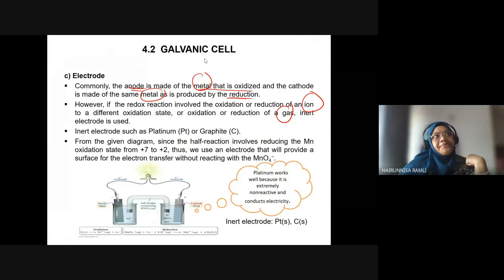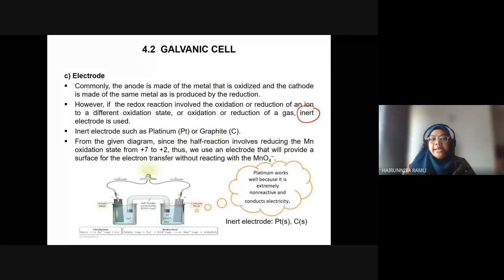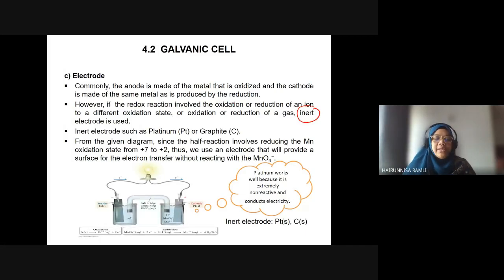For example, say I use a gas, hydrogen. There is no metal hydrogen, right? So what do we use? Because you still need an electrode and the electrode must be solid. Okay, so what we can use is an inert electrode. So what is the meaning of inert electrode? An electrode that does not react with the others. Okay, so here the examples of inert electrode are platinum or graphite. Graphite is carbon. Okay, the most suitable is actually platinum. Platinum works well because it is extremely non-reactive and conducts electricity.